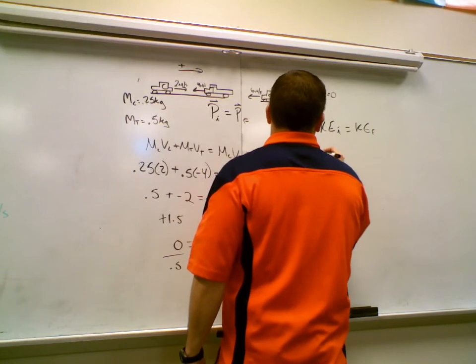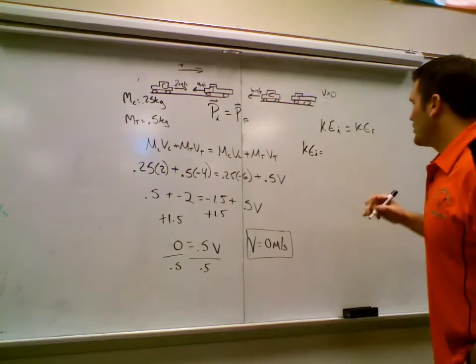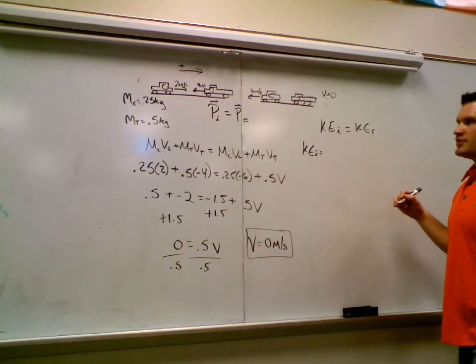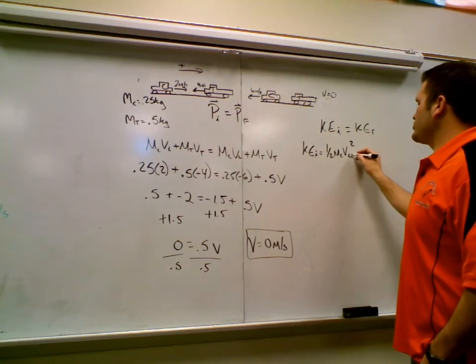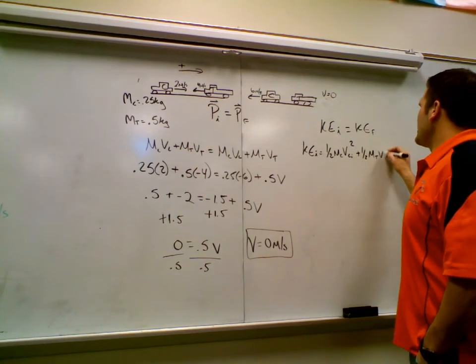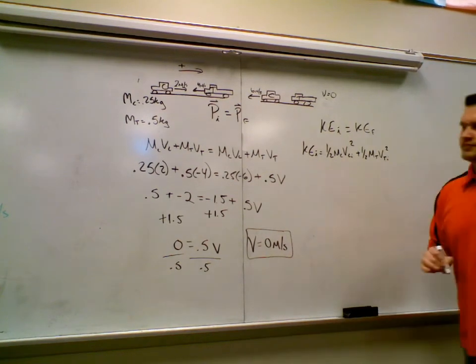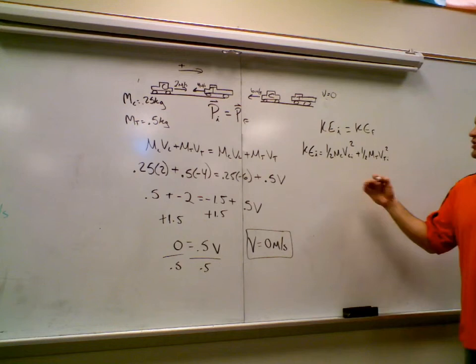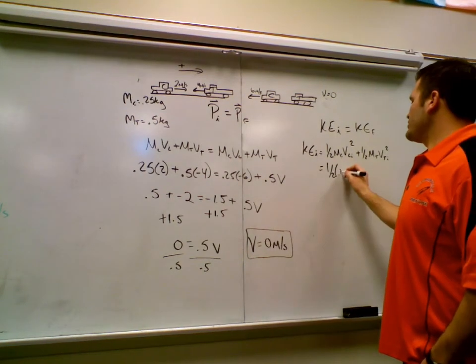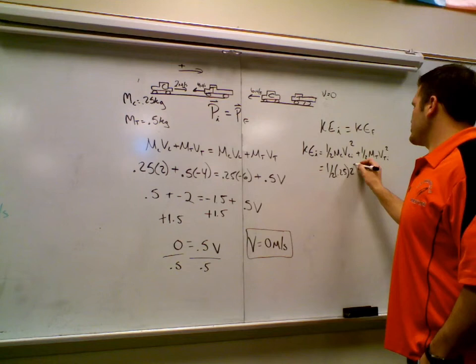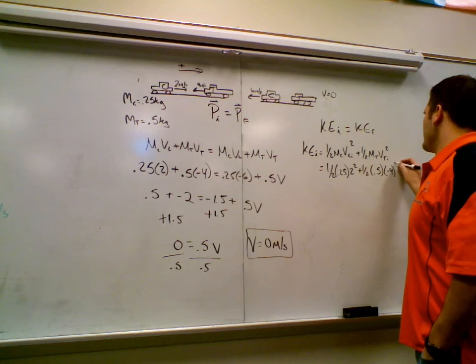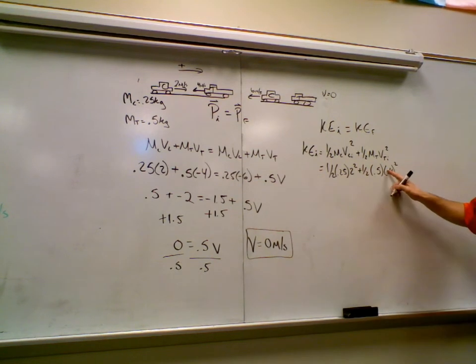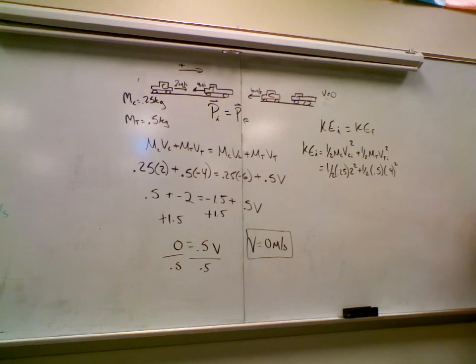Wait, so how do you figure out if they're conserved, like, by the equation? Like, if they equal each other? They have to equal each other. So, 1/2 mc vc squared initial plus 1/2 mt vt squared initial, right? So we can plug in half of 0.25 times 2 squared plus half of 0.5 times negative 4 squared. Now I'm just going to erase the negative sign because I know when I square, a negative becomes positive and I don't want to mess up my calculation.